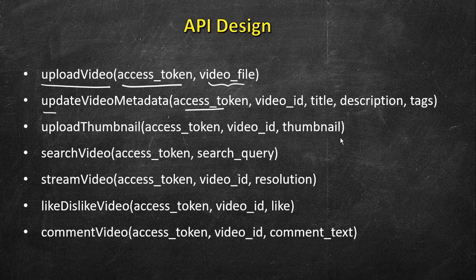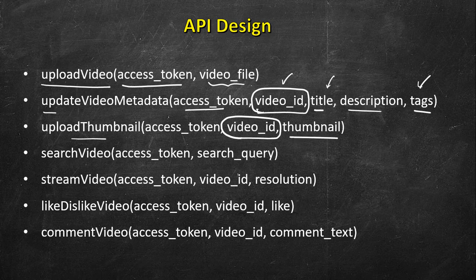So you are updating the metadata of a certain video, so you need to provide the video ID. Video ID is not generated before upload, we will see that. But once a video is live on YouTube, there is a video ID associated with it. Then the new title, description, or you want to add some new tags. URL you cannot change once a video is uploaded. Then you can upload a custom thumbnail. For that you need to tell which video you want to upload the thumbnail for, and the thumbnail itself.